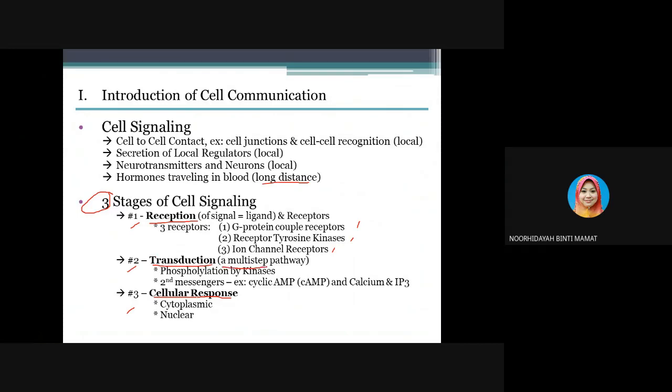Transduction is actually a multi-step pathway. It has phosphorylation by the kinases, and also we have the second messengers. We have the first messenger, and in the transduction pathway we have the second messengers, for example cyclic AMP, or cAMP, and also calcium and IP3. IP3 is actually inositol 1,4,5-trisphosphate. And for the third stage, which is the cellular response, it can occur in the cytoplasm or the nucleus.